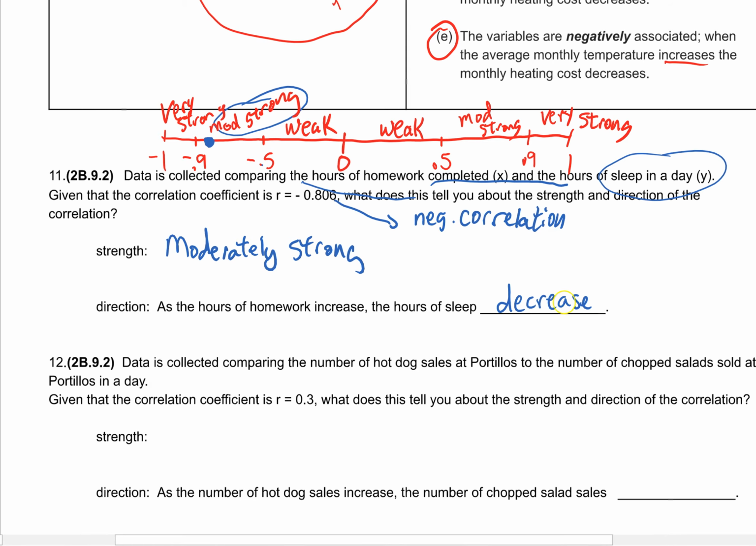As we take a look at number 12, we're looking at data that is comparing hot dog sales at Portillo's to the number of chopped salad sold at Portillo's. And R is 0.3. Now, 0.3 is about right here between the 0 and the 0.5. That's weak correlation. It's positive. Anytime R is positive, we have positive correlation. That means as X increases, Y increases also. So as the number of hot dog sales increase, the number of chopped salad sales increase also.